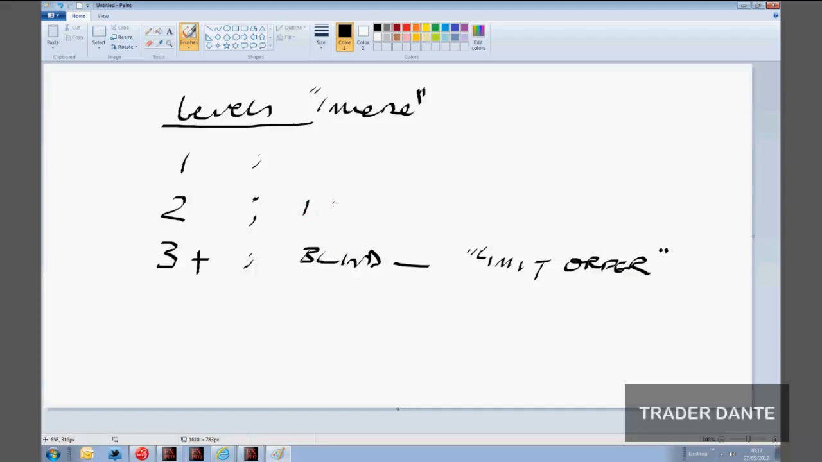2 touch, I need 1 factor of confluence. Because a 2 touch is still quite strong, but I need something else. Okay, 1 touch, I need 2 factors of confluence.